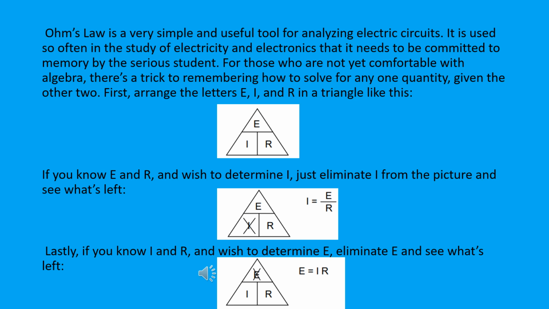Ohm's law is a very simple and useful tool for analyzing electric circuits. It is used so often in the study of electricity and electronics that it needs to be committed to memory by the serious student. For those who are not yet comfortable with algebra, there's a trick to remembering how to solve for any one quantity, given the other two. First, arrange the letters E, I, and R in a triangle like this. If you know E and R, and wish to determine I, just eliminate I from the picture and see what's left. Lastly, if you know I and R, and wish to determine E, eliminate E and see what's left.